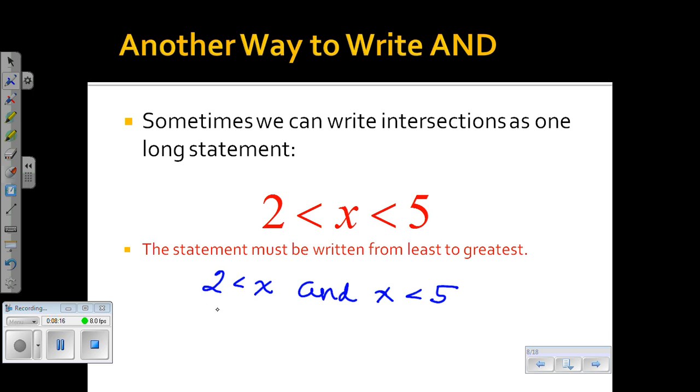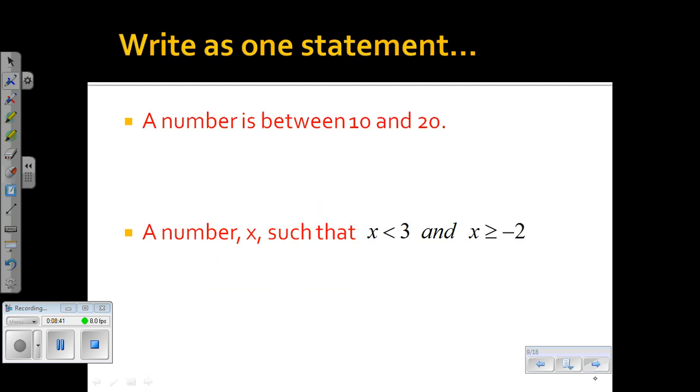Another way to write this one would be to switch that around. We could say x is greater than 2 and x is less than 5. So in order to satisfy this, x has to be between 2 and 5, just as it's written. You may also see this in set notation, as we did back when we did domain and range in Unit 3. So just as a reminder. Now we're going to try writing these as one long statement. If you'd like, you can pause the video and try this on your own.